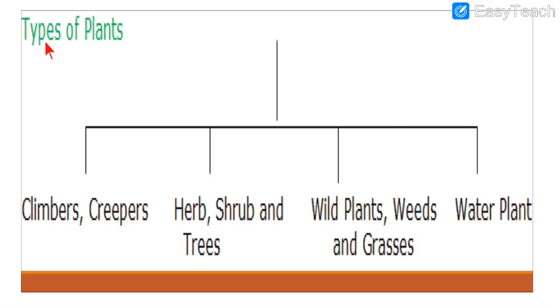So in this lesson, the types of plants are: number 1, climbers, creepers, then herb, shrub, trees. These are the types of plants that we are going to study in this chapter. And there are also other kinds of plants: wild plants, weeds and grasses, and water plants, which are also called aquatic plants. So all these are types of plants. As this chart shows, these are the 4 categories of plants. In this lesson, as I told you, we will study climbers, creepers, herb, shrub and trees. So let us begin with the first one.